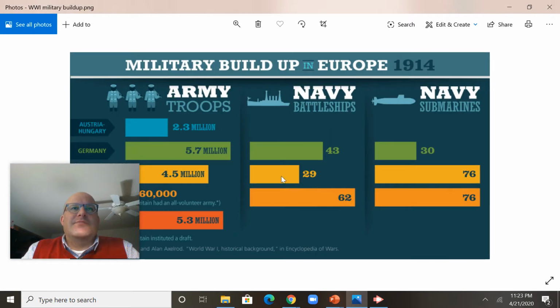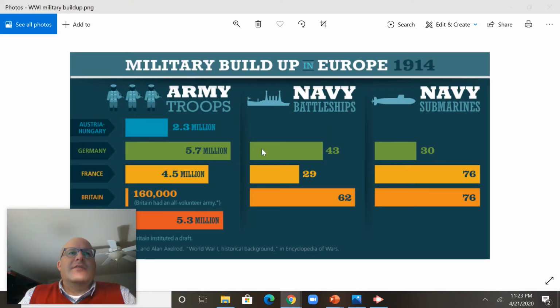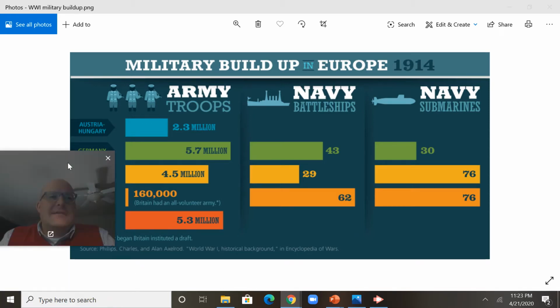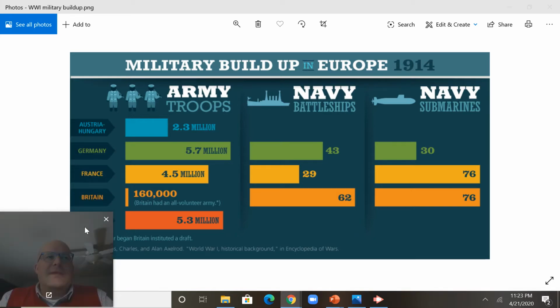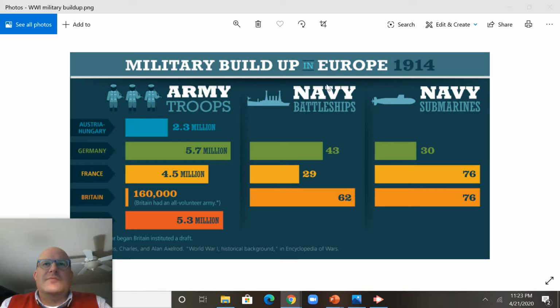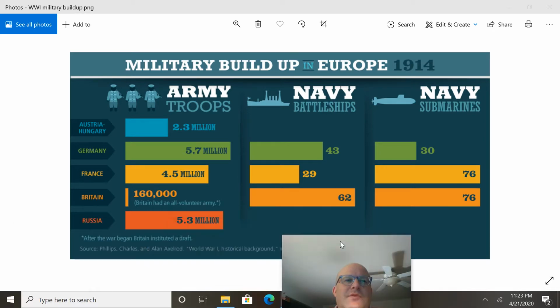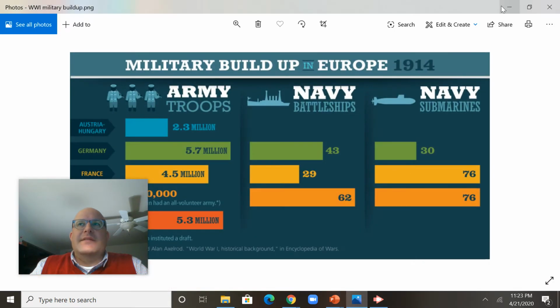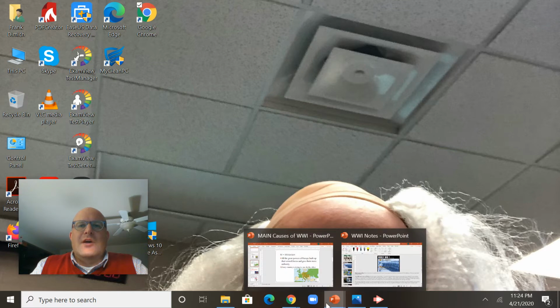In fact, to demonstrate this point, look at here. Look at all of the troops that each of the big powers were building. Britain didn't have a very big one yet. They had an all-volunteer army, but look at all these other troops. But look at the Navy battleships that Britain had. Look at the Navy subs that Britain had. So Britain was getting there. And remember, after the war, Britain instituted a draft. So I don't know why everything just went down on me, but that's an important point to understand.